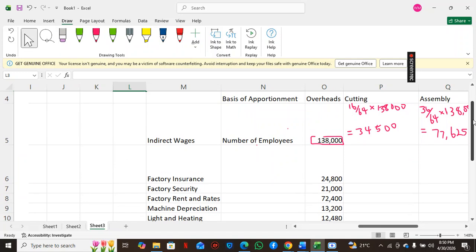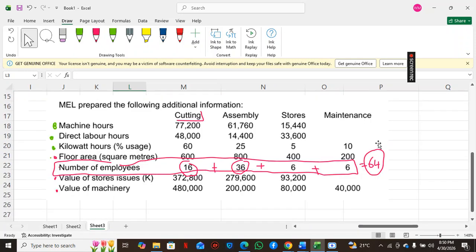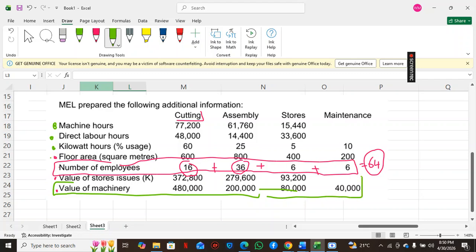We go to the next one, which is factory insurance. We come back to our table and ask how we are going to share out this factory insurance. We can use the value of machinery.